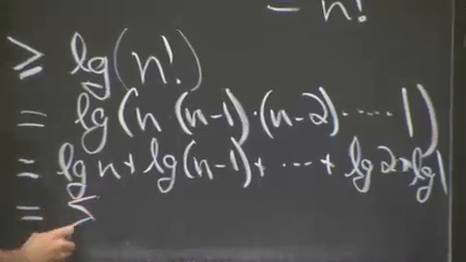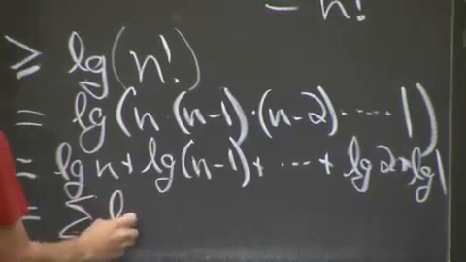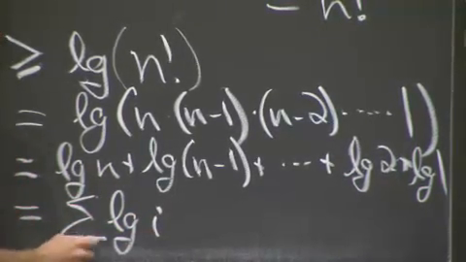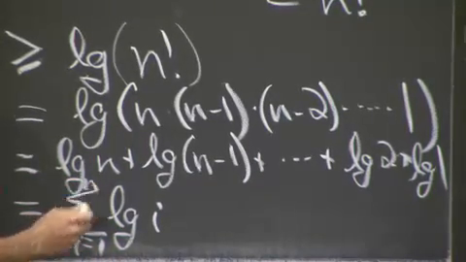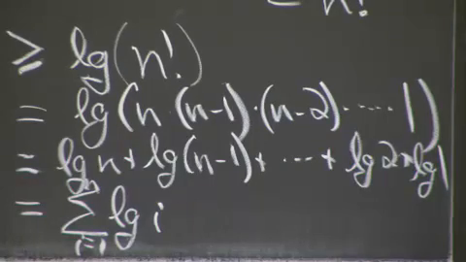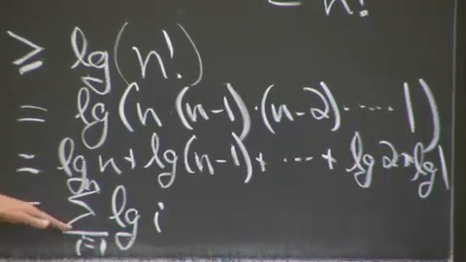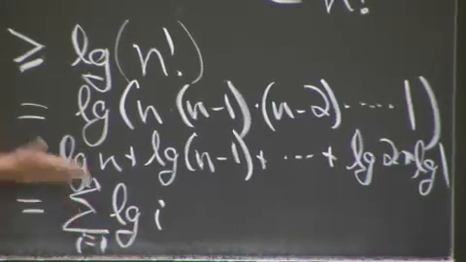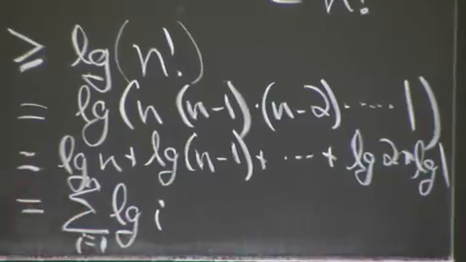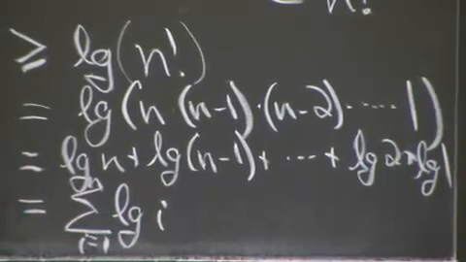I think at this point it's easier to use summation notation. So sum of log i, from 1 to n, I guess. Now we need to know something about logs, so it's not so easy. It's easy to show that this is at most n log n, but we need to show that it's at least n log n. That's a little trickier. I happen to know it's true.